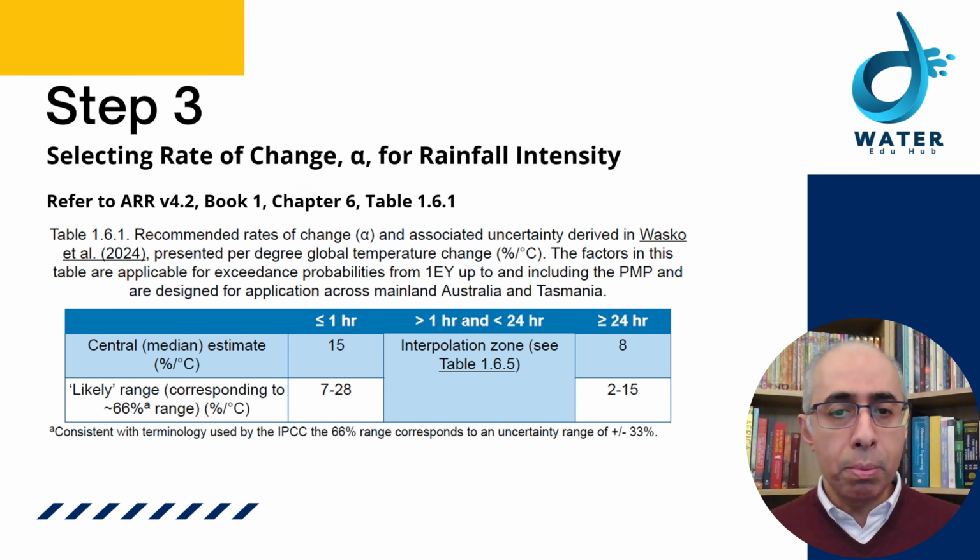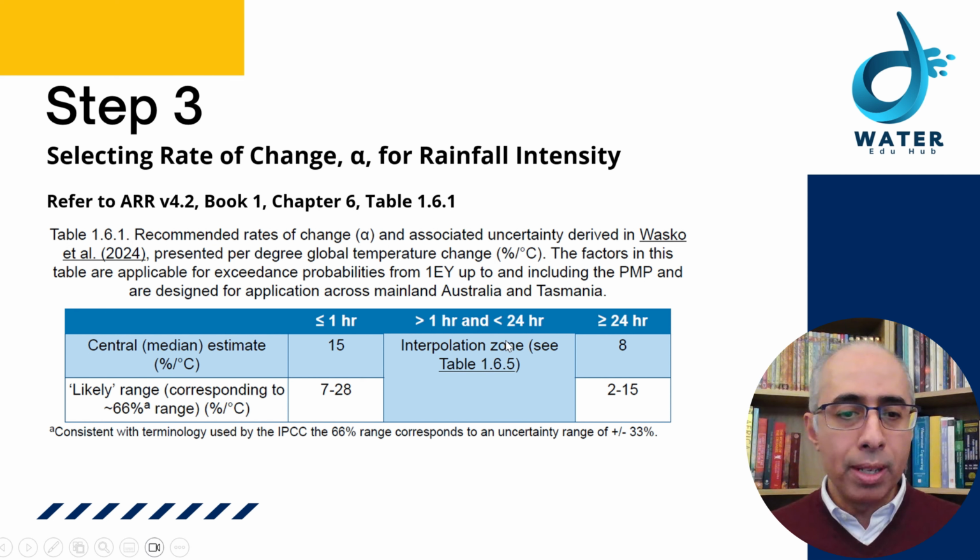Now coming to step 3, it's time to select the rate of change, or alpha, for our calculation. So here, what I'm going to do is refer to table 1.6.1, and this is the place where for the first time you will see the story of the duration-specific point that I mentioned earlier. So alpha is the one that basically brings in the impact of duration into the climate projection.